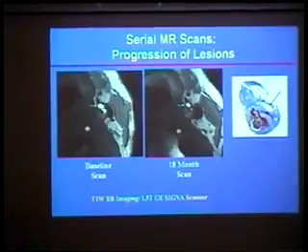I would like to finish my talk with two recent images that we have, showing one case of progression of a lesion. This is a patient that we have followed over a period of 18 months. This is the lesion you see at baseline, and this is the lesion that we see at 18 months.